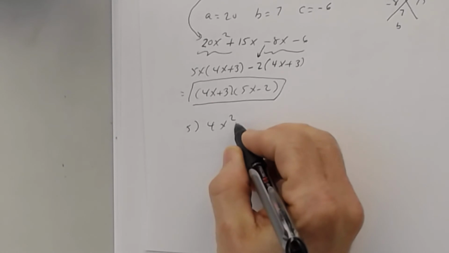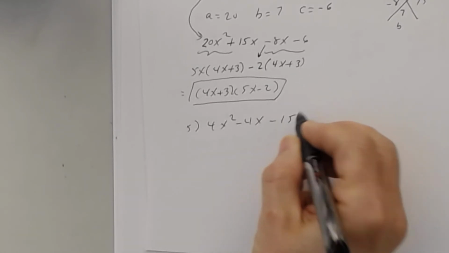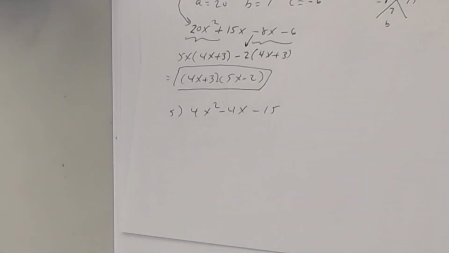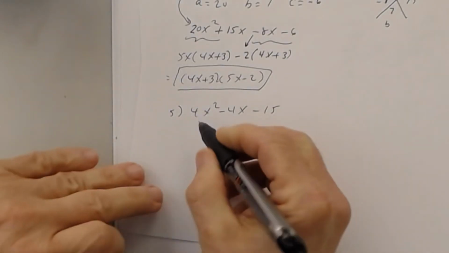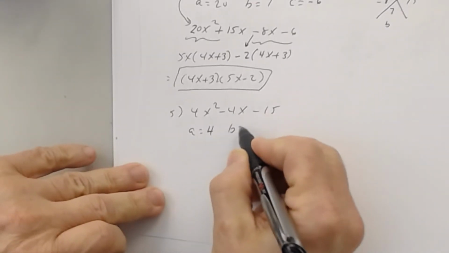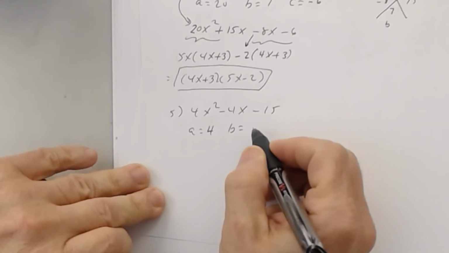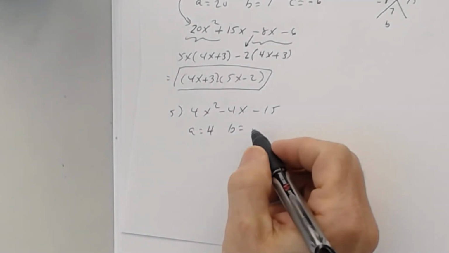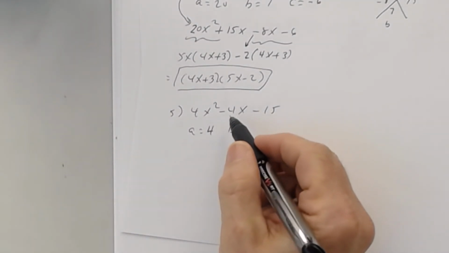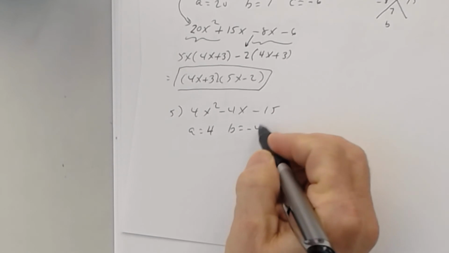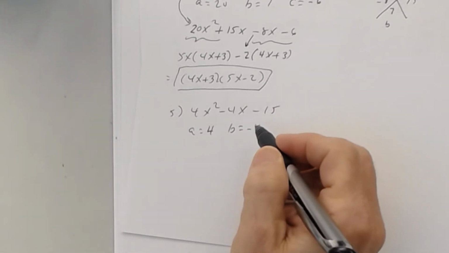4x squared minus 4x minus 15. All right, is it in standard form? Yes. What's A? 4, good. What is B? Negative 4. So that's where some of you can easily mess up. B is not 4, B is a negative 4. So that's important. You always got to be very careful at that point.